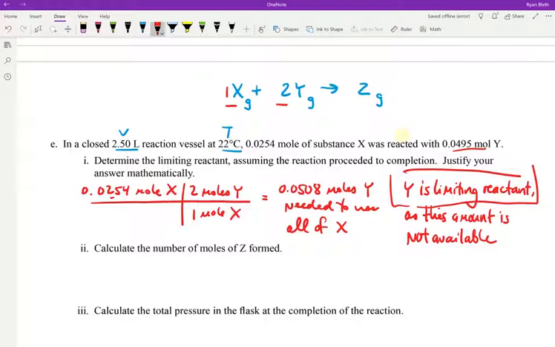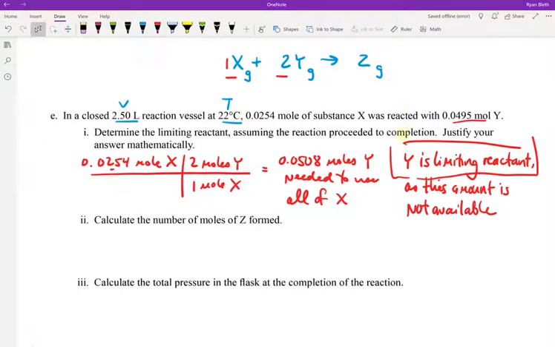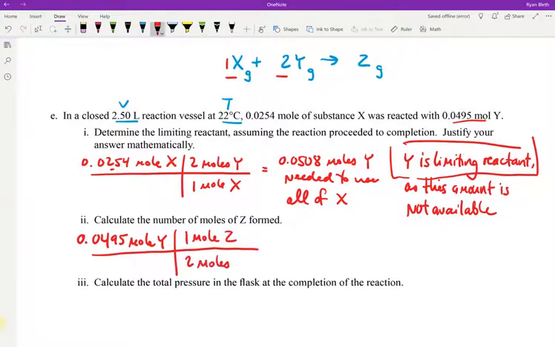Calculate the number of moles of Z formed. So I want to start with my limiting reactant then from that point forward. 0.0495 moles of Y will be used up. That's the limiting reactant. How much Z will be formed? According to this reaction, 1 mole of Z is made for every 2 moles of Y that are used by the reaction. And so that comes out at 0.0248 moles of Z will be formed if I round it off to 3 sig figs.